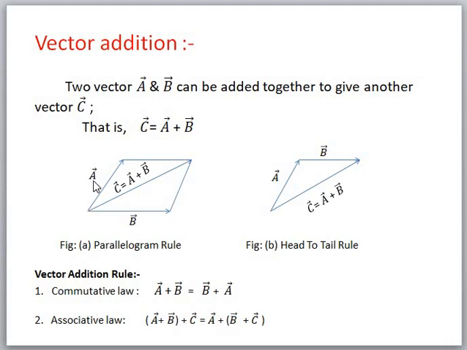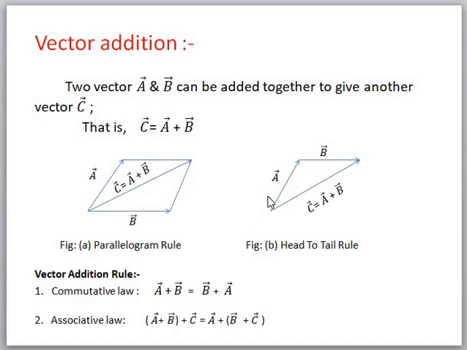Now let's consider any vector a. This point is the head and this point is the tail. Now consider any other vector b from the tail of vector a. This is the vector b. Now the resultant of vector a and vector b is vector c, equal to vector a plus vector b. This method is called the parallelogram method, or parallelogram rule.